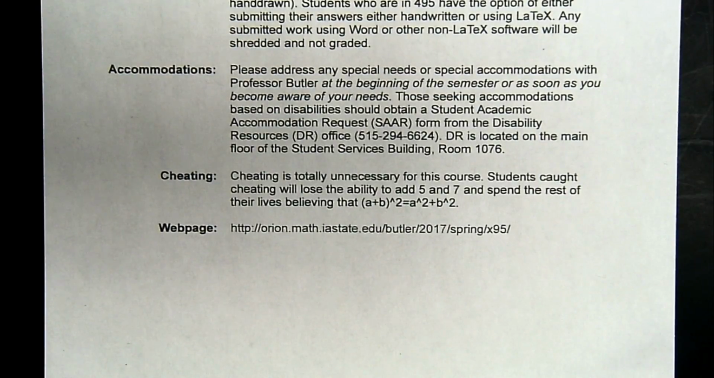If you cheat, as it says here, you lose the ability to add 5 and 7 and spend the rest of your life believing that (a+b) squared is a squared plus b squared. I said this to my calculus class this morning, and a few of the students were looking around like, wait, isn't that true? If you're in a field of characteristic 2. Well, yeah. Depends.